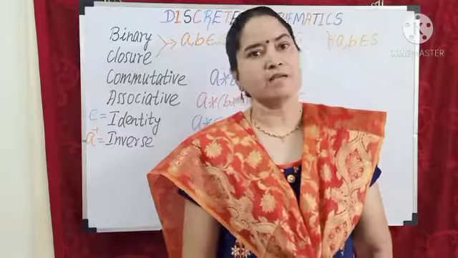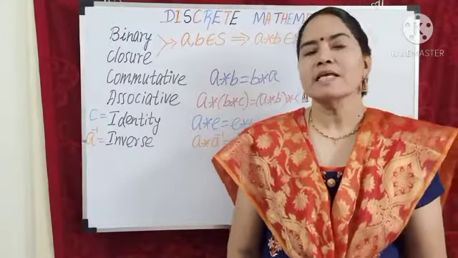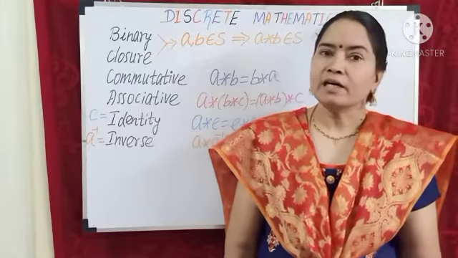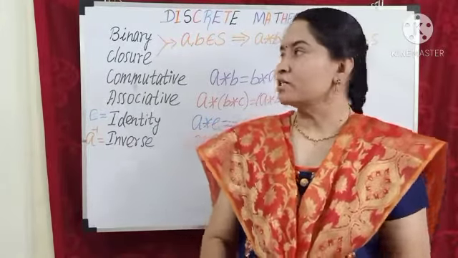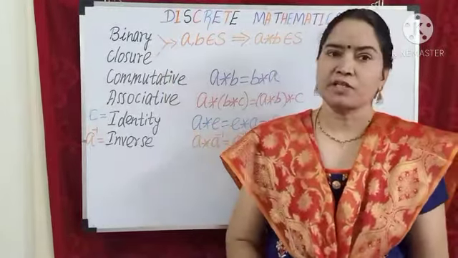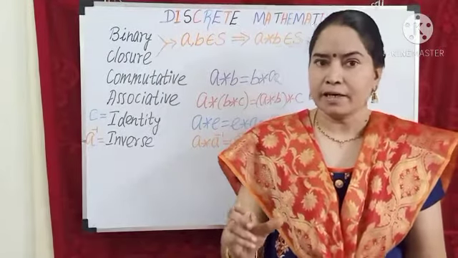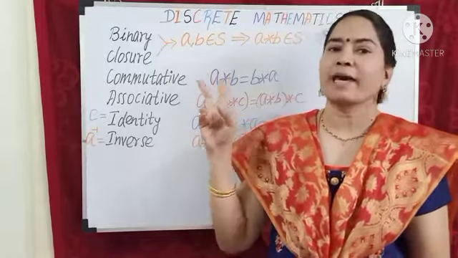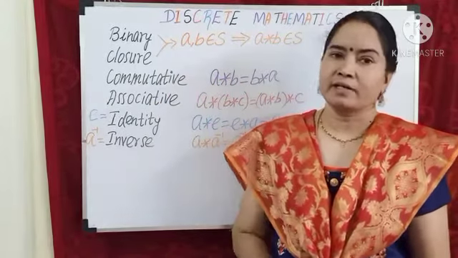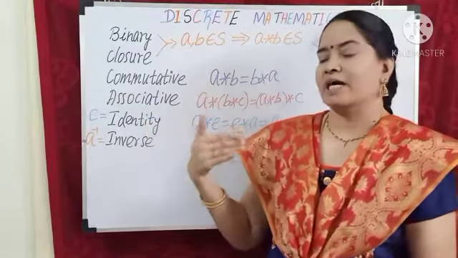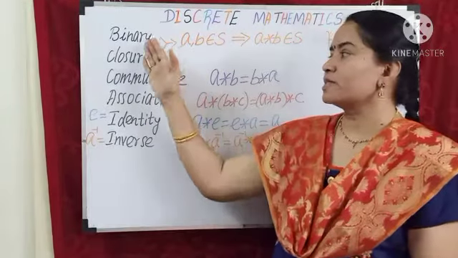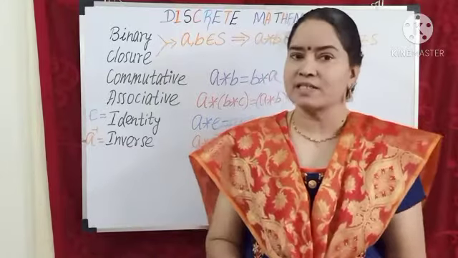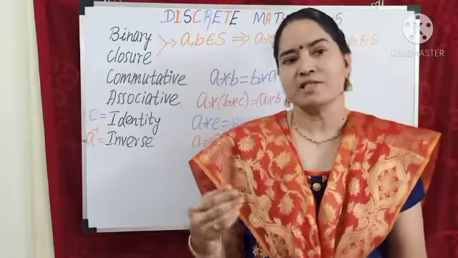Students, in today's class we are going to learn some more concepts in discrete mathematics. In the earlier class we had learnt about binary operation. The word binary represents 2, so the operation performed on 2 elements we call binary. Now proceeding with that, we are going to learn some of the properties which we can check in a particular set under the operation star.